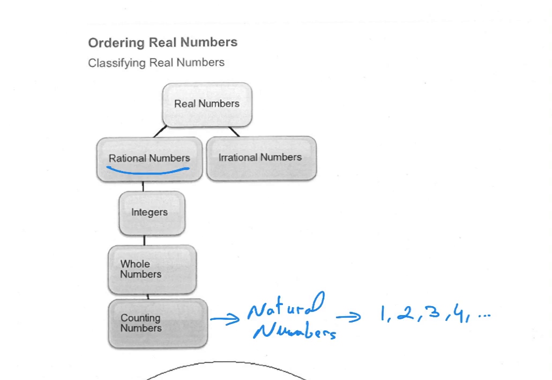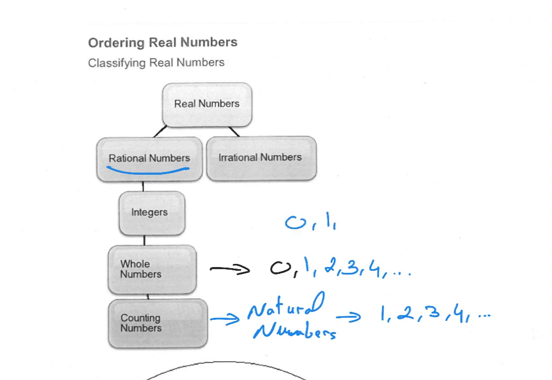The whole number is the same thing as natural number, but we're gonna add zero. That's called whole number. Integers, for the integers is the same thing as the whole number, including zero. So it's the same thing as whole number.